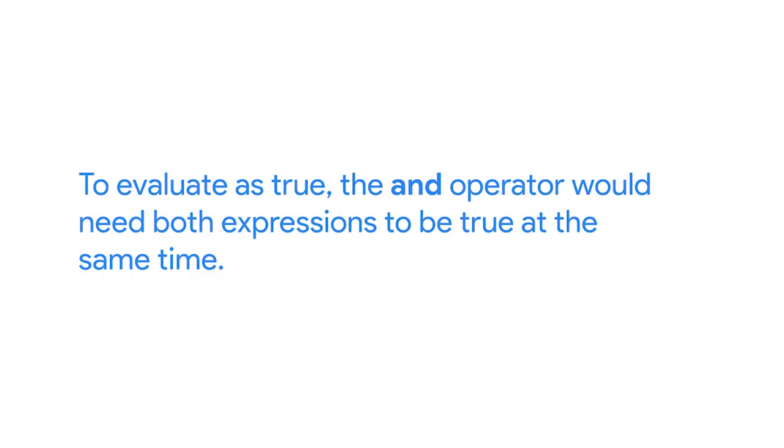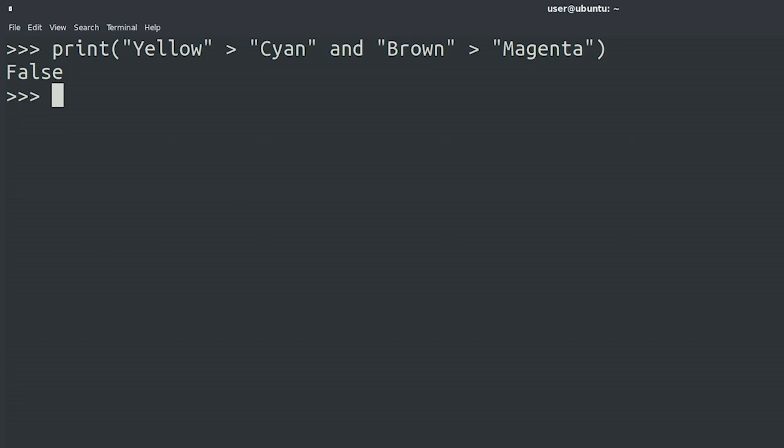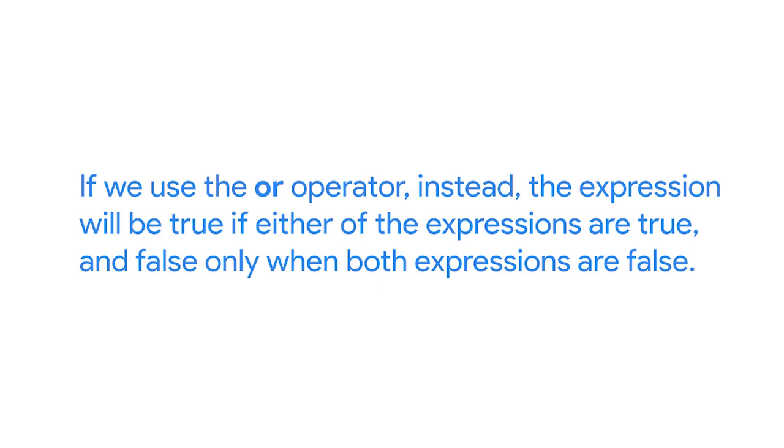To evaluate as true, the AND operator would need both expressions to be true at the same time. Here we're comparing strings, and the bigger and smaller operators refer to alphabetical order. Yellow comes after cyan, but brown doesn't come after magenta. So this means that the first statement is true, but the second one isn't, which makes the result of the whole expression false.